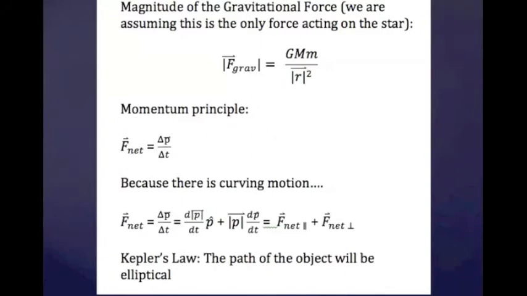There are several concepts incorporated into this lab, including the gravitational force, and we used the magnitude here to determine the mass of the black hole. The momentum principle was also used because the star has a change in momentum over a certain amount of time, and that is equivalent to the net force that is acting upon the star. Because there's curving motion, we know that there's a perpendicular and a parallel component to the net force, and so we can calculate that separately, and also Kepler's law stating that the path of the object will be elliptical.